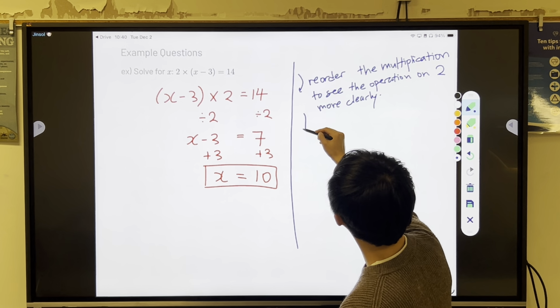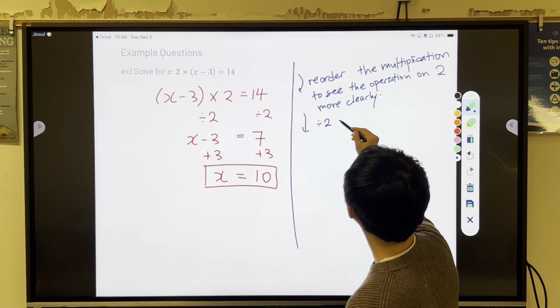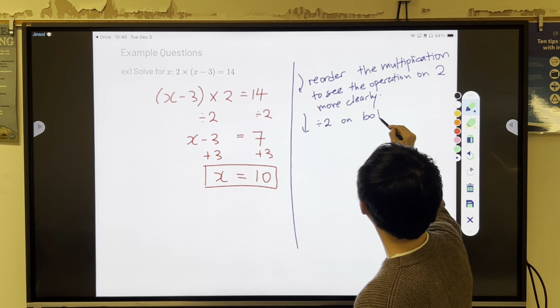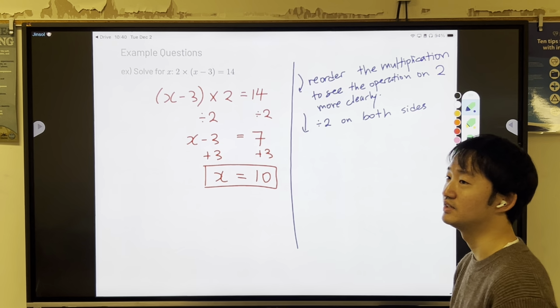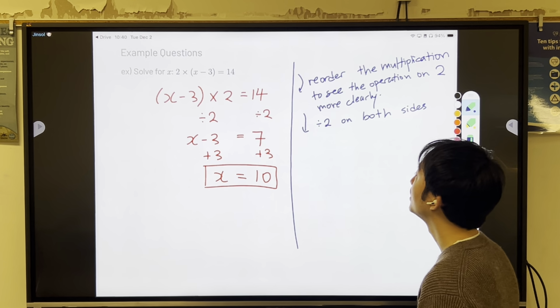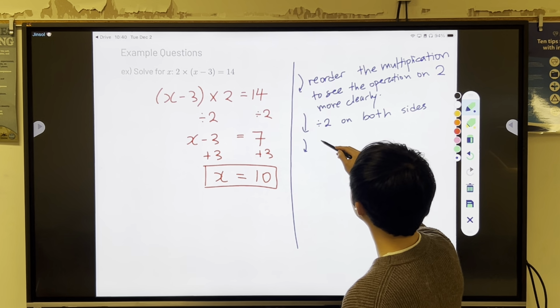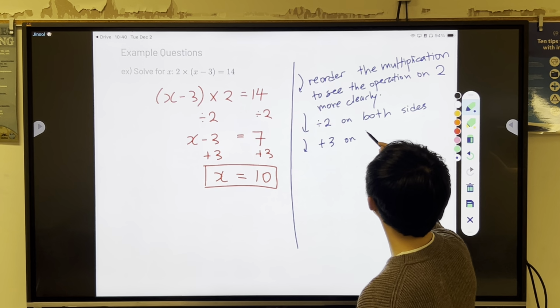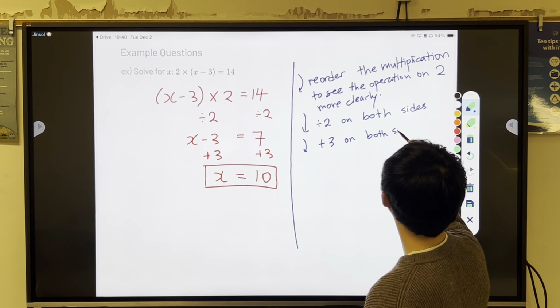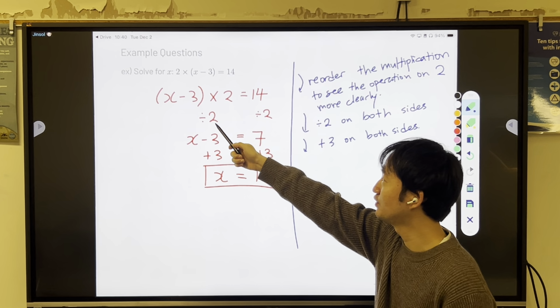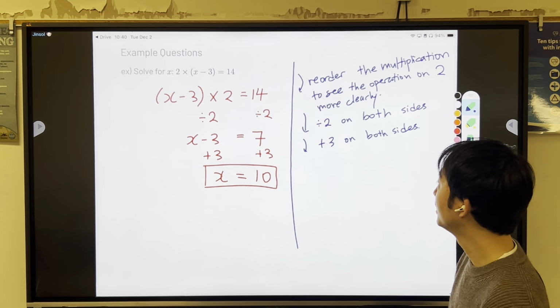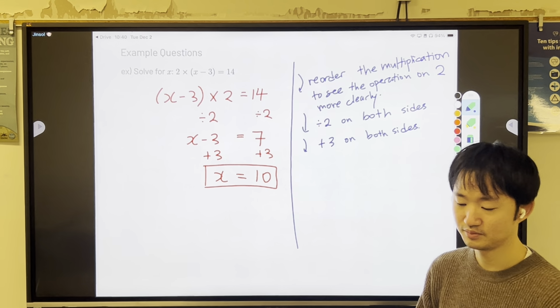And then I did divide by 2 on both sides, because the opposite of times 2 is divided by 2. And then I did plus 3 on both sides. So these are all opposite operations: times 2, divided by 2; minus 3, plus 3. And that is my final answer.